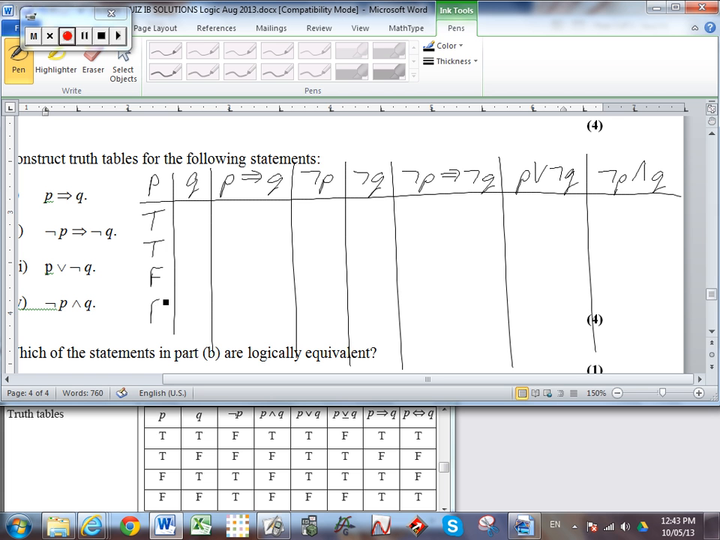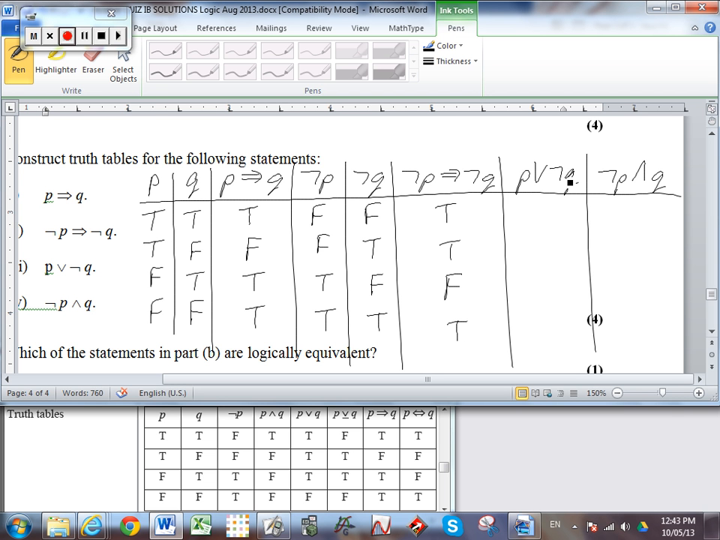As always, true, true, false, false, true, false, true, false. P implies Q, we know is T, F, T, T. Not P, F, F, T, T. Not Q, F, T, F, T. Not P implies not Q. So we know that this is only going to be false if T is pointing to F, and that only happens here. That is going to be false. Everything else is true. Nowhere else is T pointing to F.